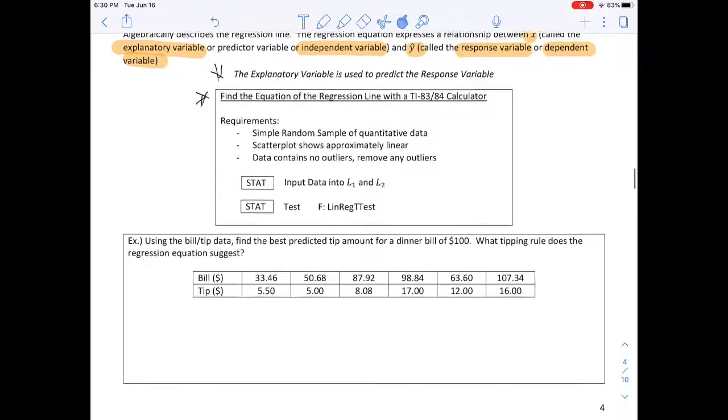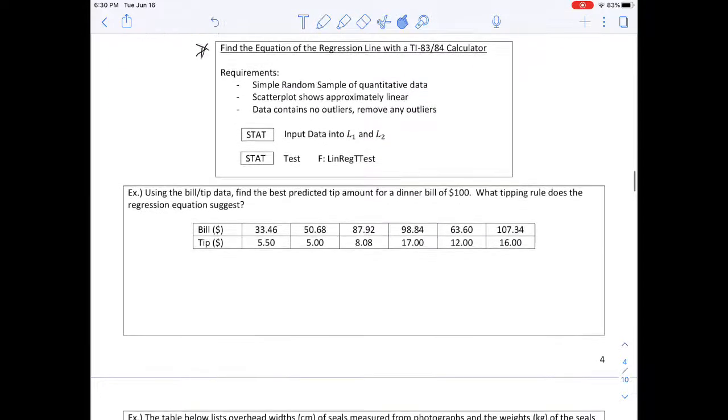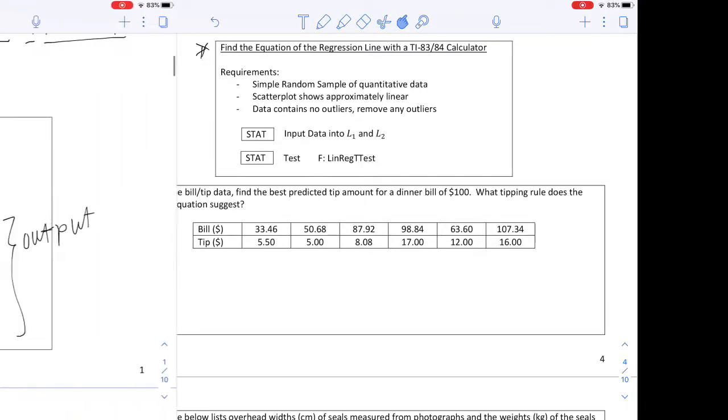It says, find the equation of the regression line with a TI-83/84 calculator. Requirements are that we have to have a simple random sample of quantitative data. Our scatter plot has to show that it's approximately linear. We discussed that in the last section. Data contains no outliers. If there are any, you need to remove them. And we're going to input our data into L1 and L2, and then we're going to go to STAT, TESTS, F, which is LinRegTTest.